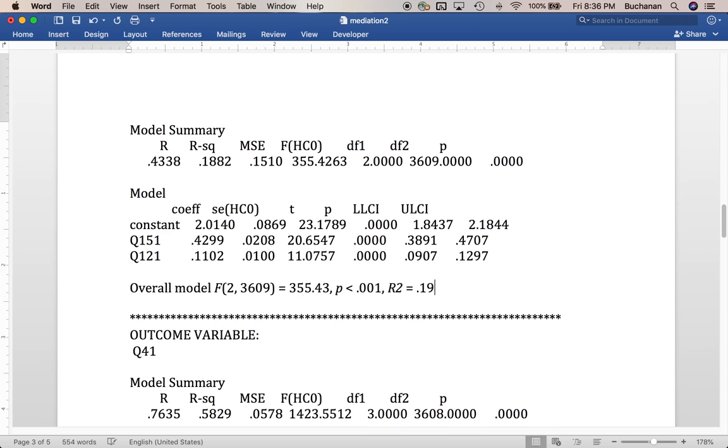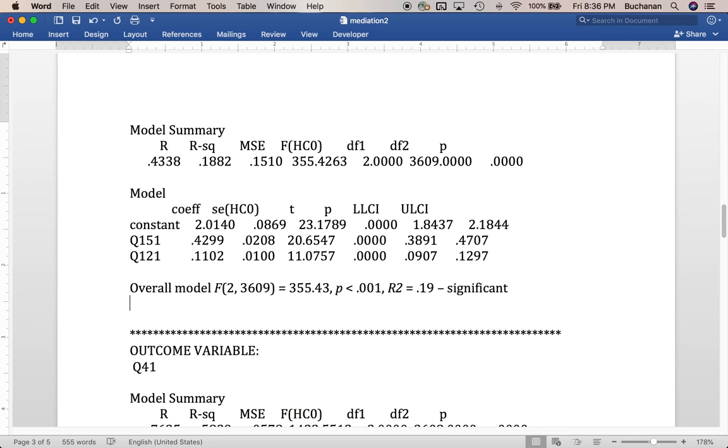R squared is 0.19. And so at this point we would say it is significant. We're predicting mediator 1 with the 2 variables. So we won't do that one again, but that's where you would get the numbers from if you need to report the overall models for each of these equations. Instead, let's talk about those predictors.